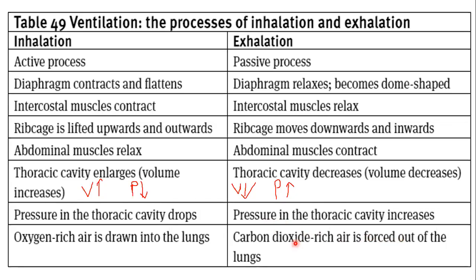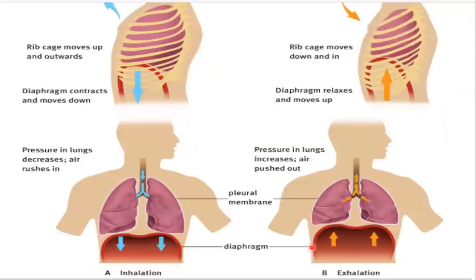When you inhale, the more air that's taken into the lungs is the oxygen-rich air. But the air that is forced out of the lungs is the what? Carbon dioxide. And then this is a structure again to show you how these muscles and all these other structures function together. Here you see the rib cage moving up and outwards, and the diaphragm is contracting and moving downwards.